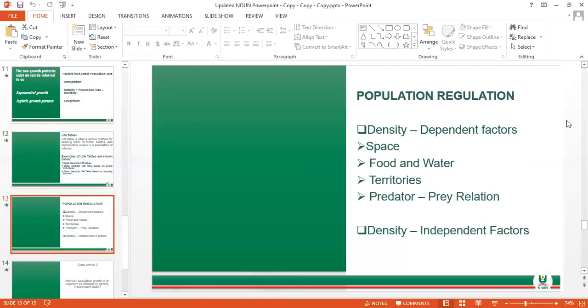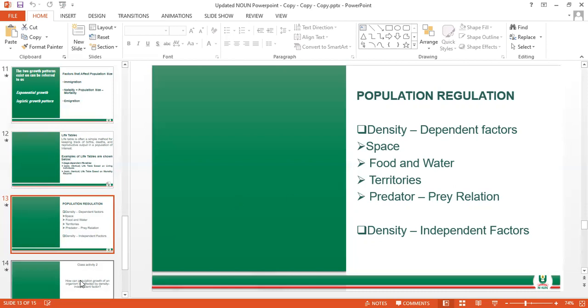And we'll mention the other one, density independent factors. These could be factors that are not directly dependent on population. It could be temperature, it could be pH, anything we can think of. They are not dependent, which means they don't directly affect the growth, but they can influence this growth.